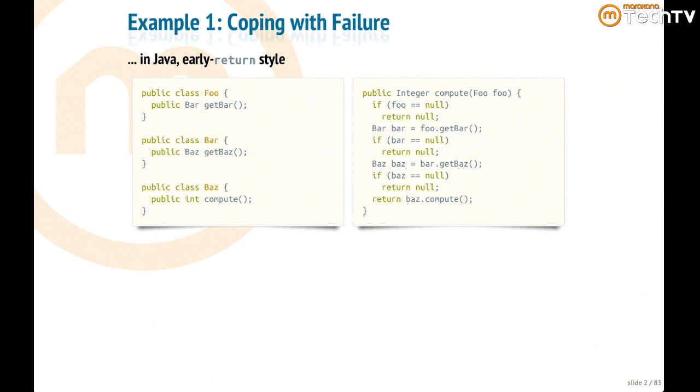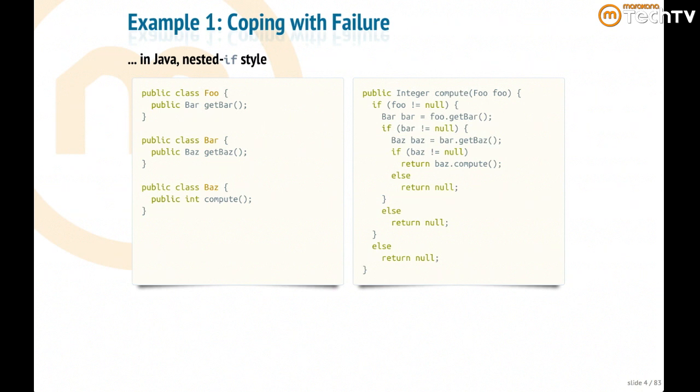So this is fairly cluttered code here. It's a pattern people are familiar with, so you come to expect it. But you really have to squint a little bit to picture that the intent really is to say foo.getBar.getBaz.compute, and not have to worry so much about all the null checks.